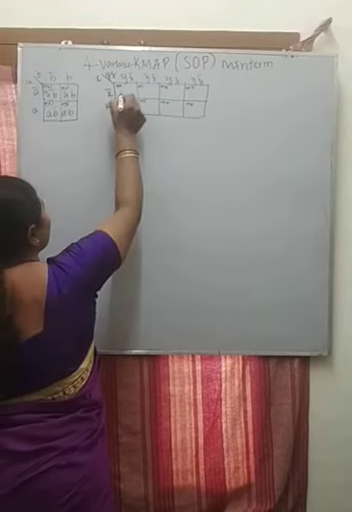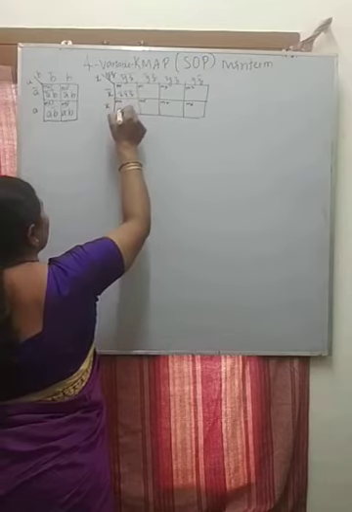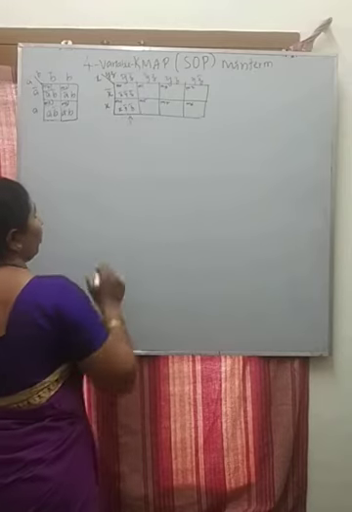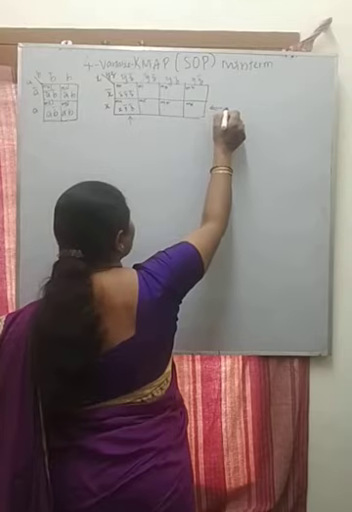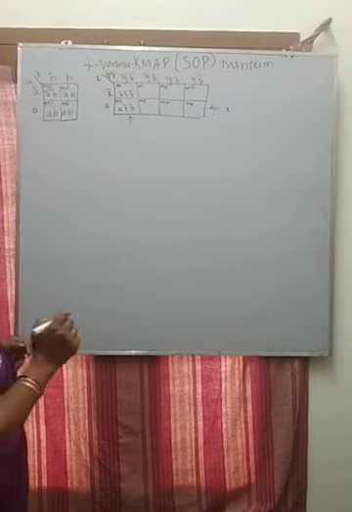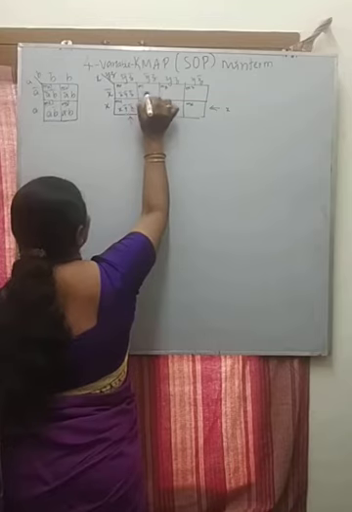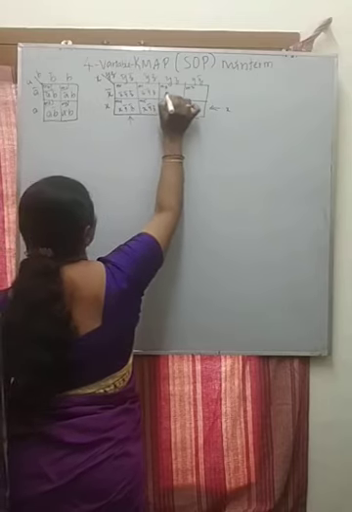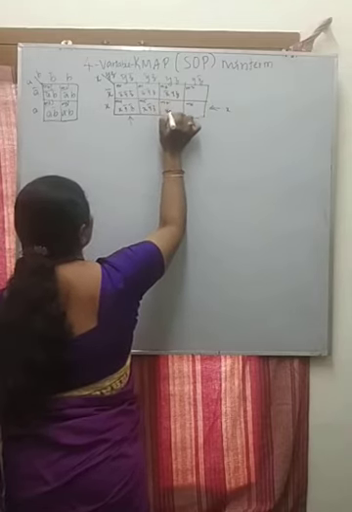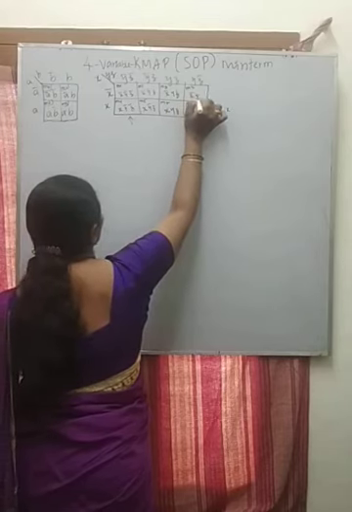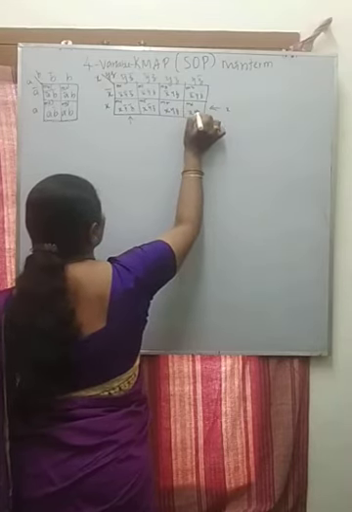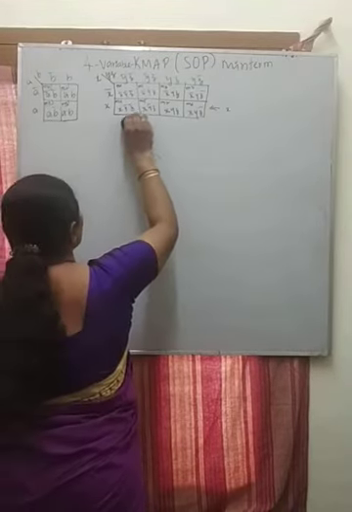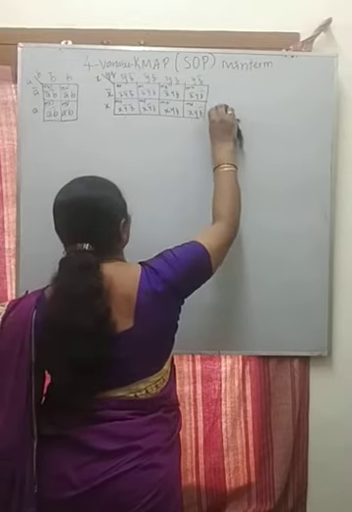What will you get here? X complement, Y complement, Z complement, X, Y complement, Z complement. YZ complement is common, and for this row, X is common. Similarly, X complement, Y complement Z, X, Y complement Z. Here, X complement YZ, X YZ, X complement YZ complement, X YZ complement. So this we discussed yesterday, that is your 3 variable KMAP.